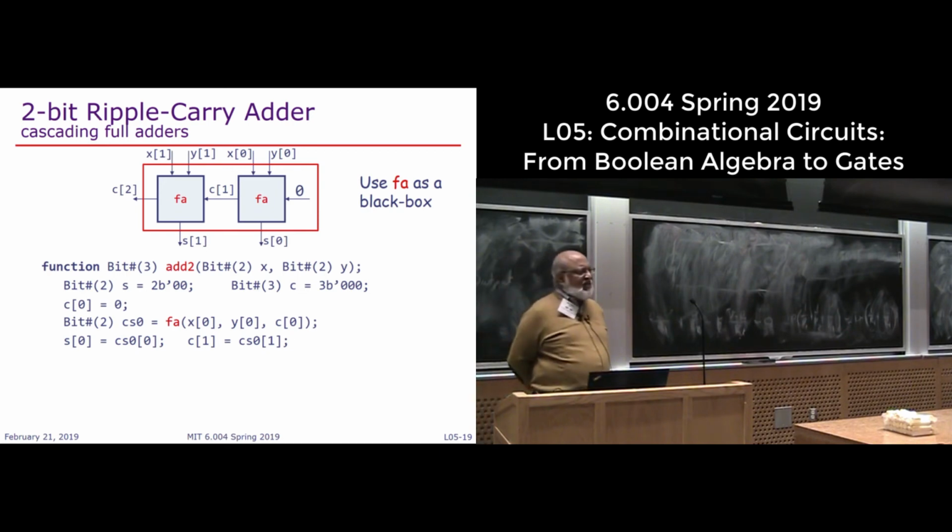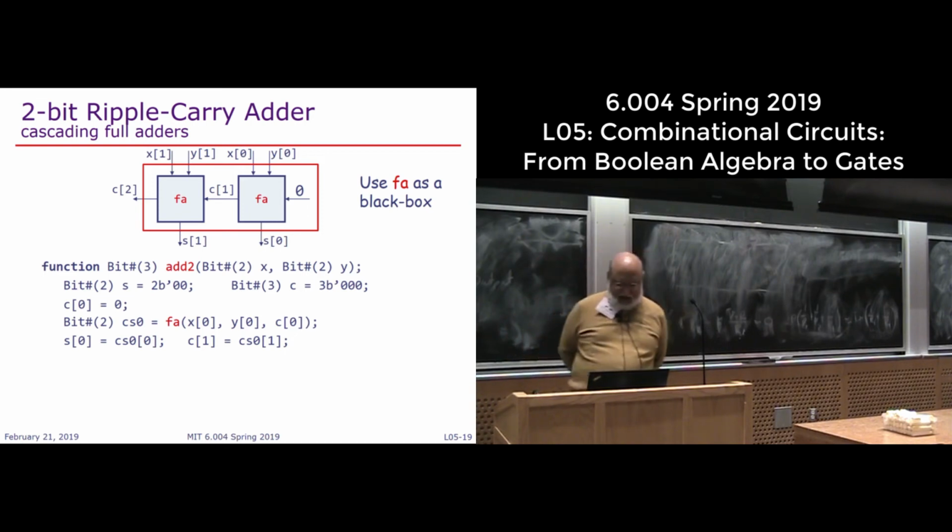Okay, so I take the 3 bits and I apply full adder to it. Tell me if this makes sense. What is the input to this? X0, Y0, and C0. And what does it return? It returns a sum bit and a carry bit, which is shown here.